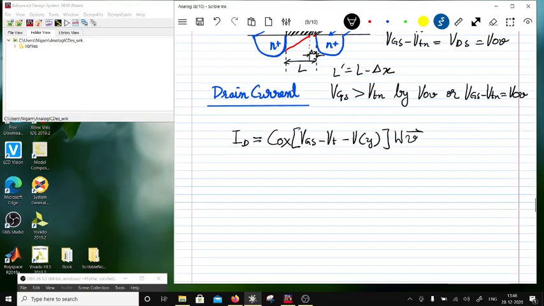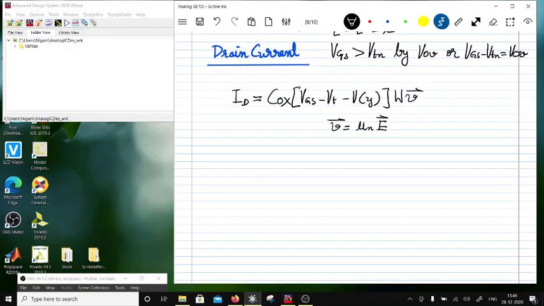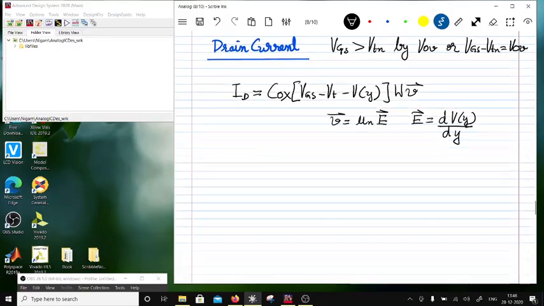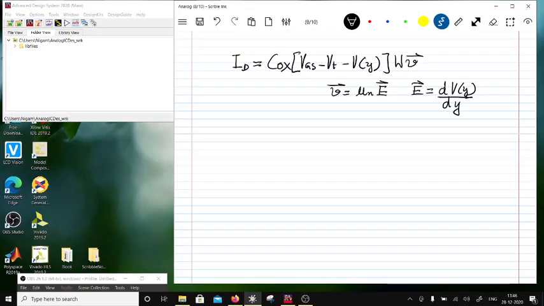Okay, so now let us see what this velocity is. This velocity is mobility times the applied field. I'm ignoring all the signs, and this field is going to be equal to the grad of V. So in this case this will basically be dVy over dy. Again, I'm ignoring the signs here.